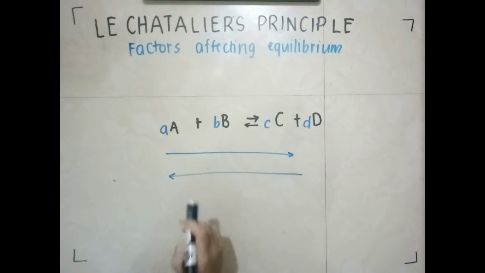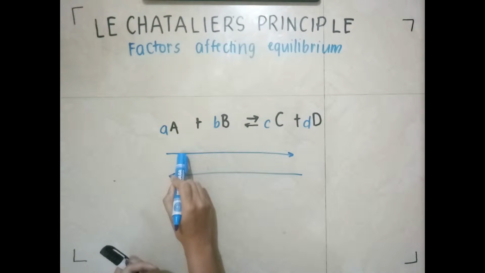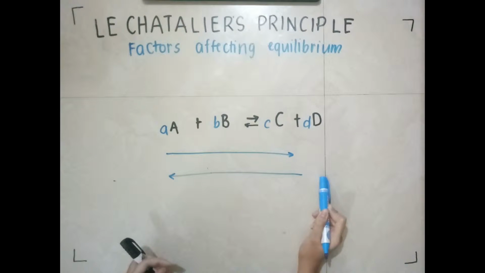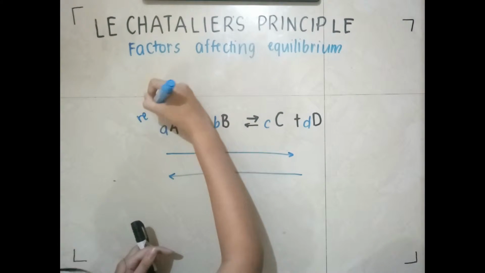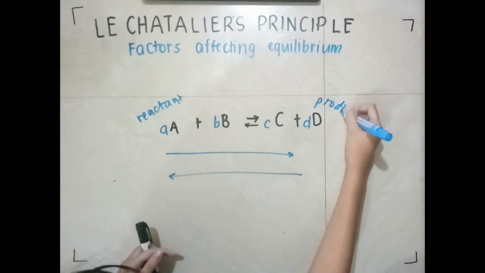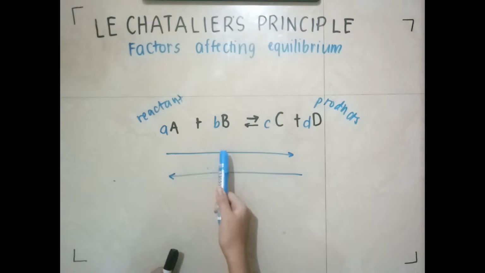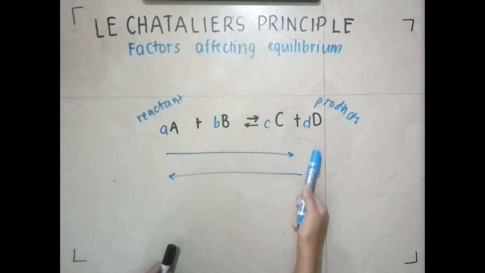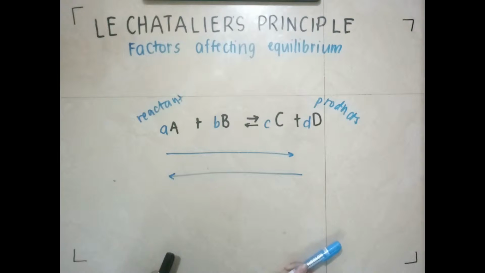The capital letters represent the chemical formulas, and the ones that appear on the left side are called the reactants, while the ones on the right side are called the products. So, again, this is the reactants, while this is the products. The reaction can proceed in either direction. When A and B react to form C and D at the same rate at which C and D react to form A and B, then the system is at equilibrium.